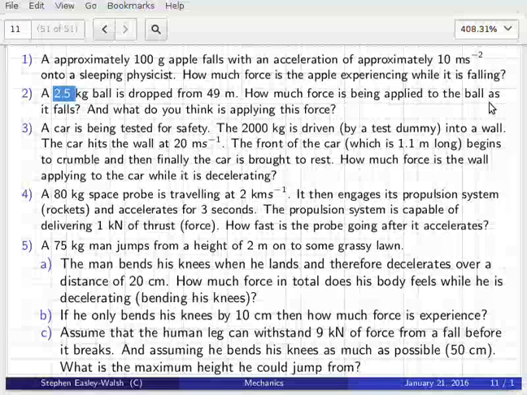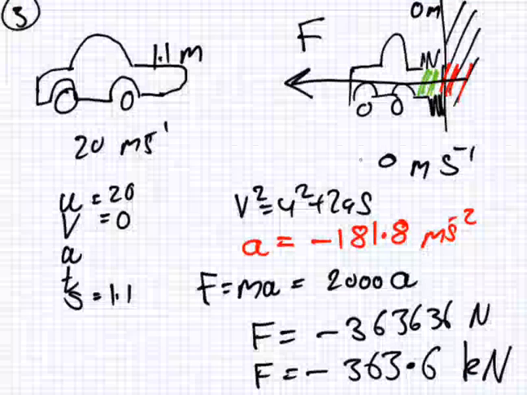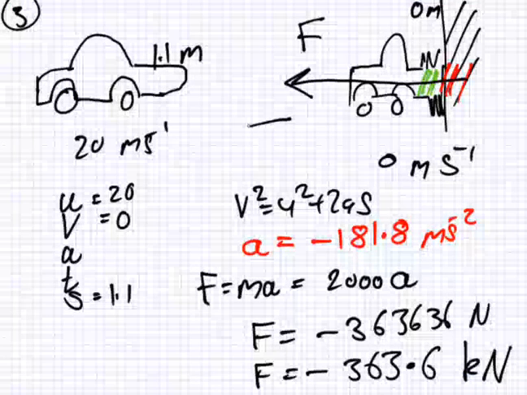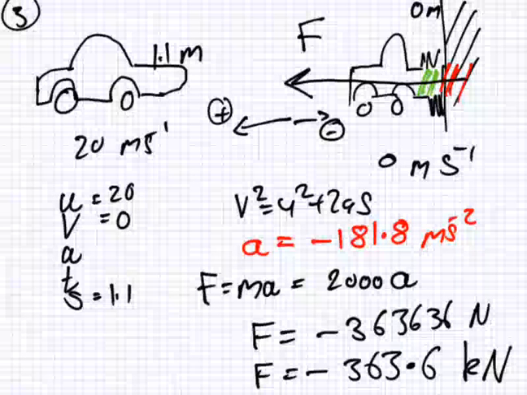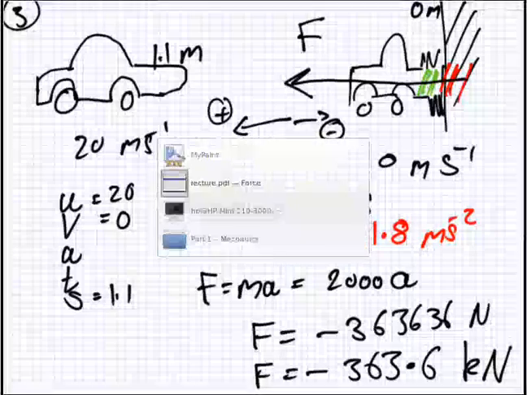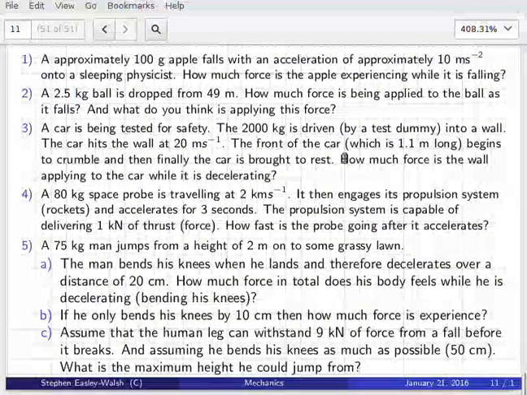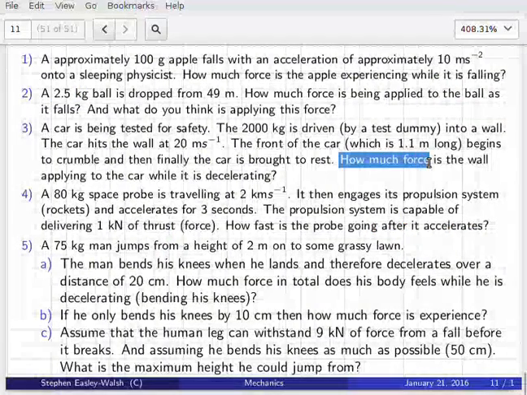Does that make sense? And the S is 1.1. Okay, so let's see, 20 squared, and then divided by 2, and then divided by 1.1. So I got here the A. Will it be plus or minus? Minus, because it's decelerating, slowing down.